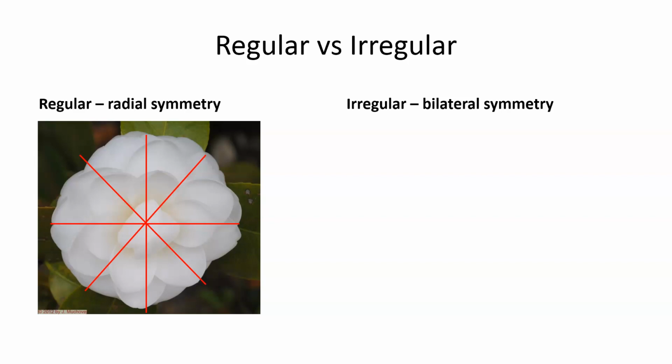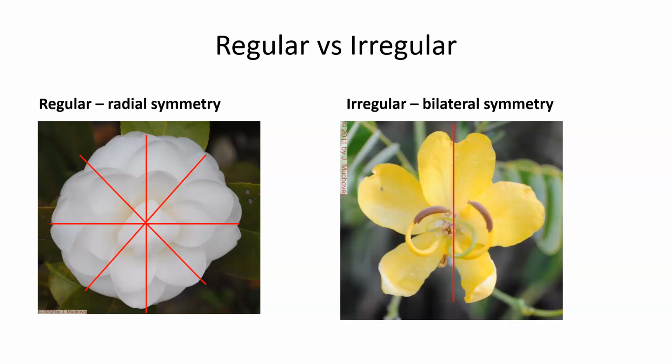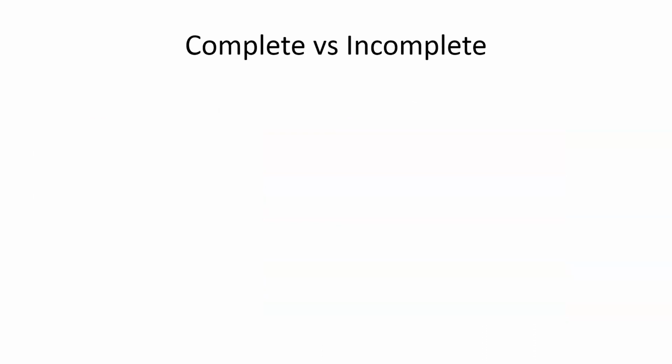We also have what we call irregular things, and this is something that has bilateral symmetry, which means there's only one way to put a mirror down the center of it to get a mirror image of it. It's like looking at a person. We've got bilateral symmetry because you can see you've got two sides, and that's the only way you get a mirror image on either side. If you put this up and down, you get mirror images. Going across, you do not. They are very different. We also deal with what we call complete versus incomplete.